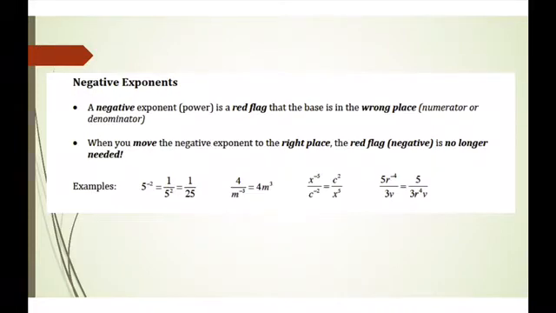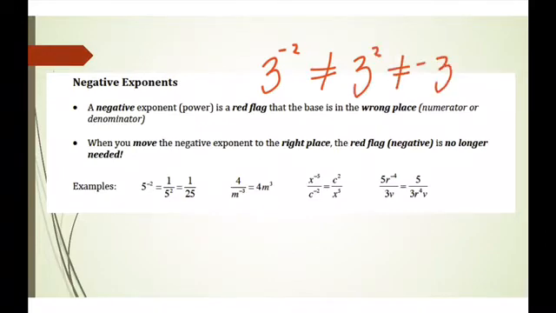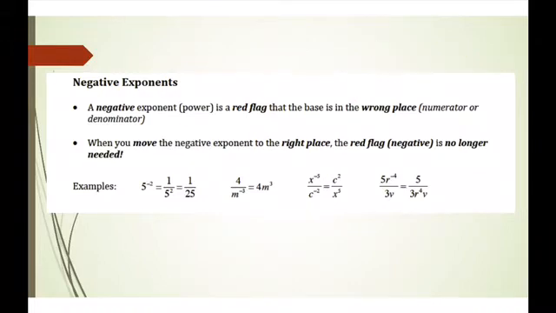But a negative exponent, like when you have 3 to the negative second, that means something different than 3 to the second power. It also means something different than negative 3 to the second power. Those are not the same things. So let's talk about what a negative exponent is and what it does. A negative exponent, or the power, I like to look at it as kind of a red flag.